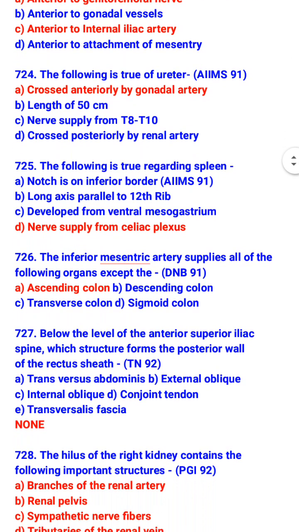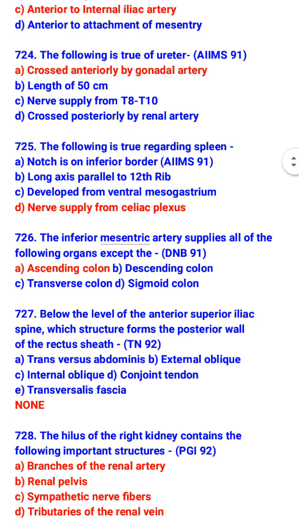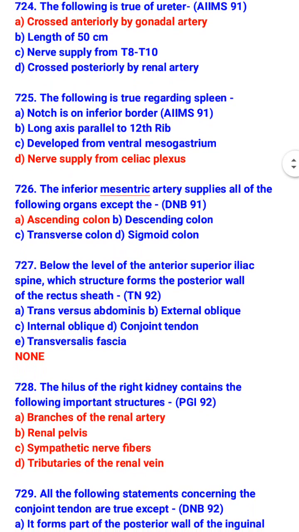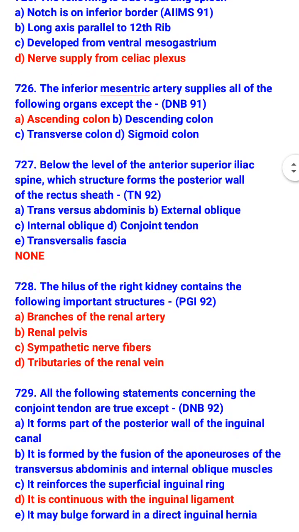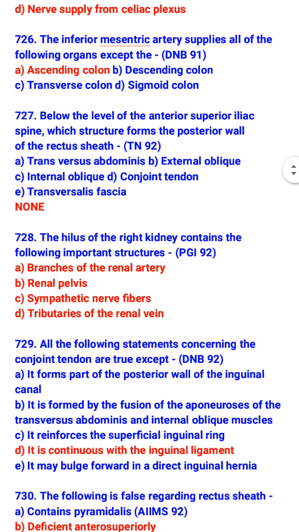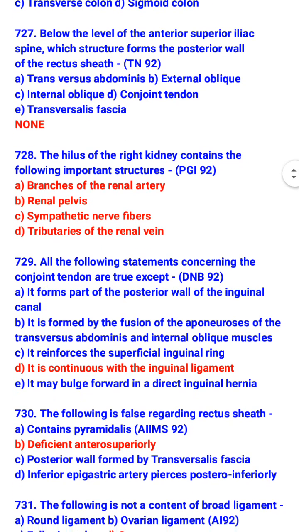The inferior mesenteric artery supplies all of the following organs except the ascending colon. It supplies descending colon, transverse colon and sigmoid colon, but inferior mesenteric artery does not supply ascending colon. Below the level of the anterior superior iliac spine, which structure forms the posterior wall of the rectus sheath? None of these options. The hilus of the right kidney contains the following important structures: branches of the renal artery, renal pelvis, sympathetic nerve fibers and tributaries of the renal vein.